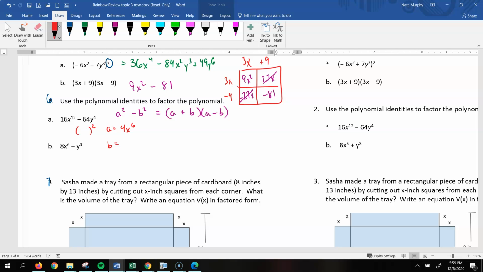What would I square to get 64y to the 4th? Well, 8 squared is 64, and y squared, 2 times 2 is 4. So we would have our b value is 8y squared. So if this were the quiz or the test, and we asked you for just the a and b values, that's all you'd have to find, just 4x to the 6, 8y squared. Or if we actually want you to factor this down, then we would have 4x to the 6th plus 8y squared times 4x to the 6th minus 8y squared.